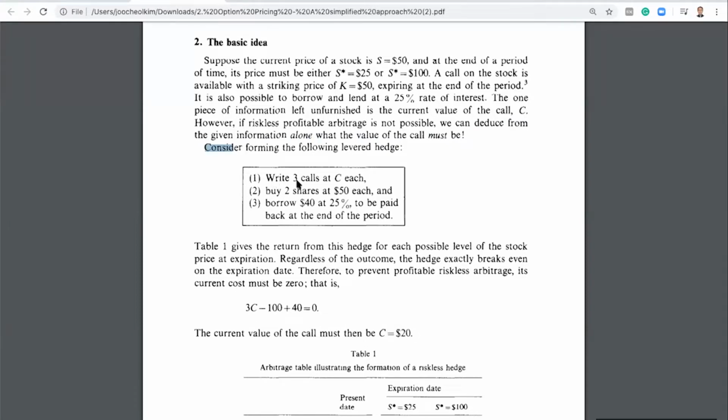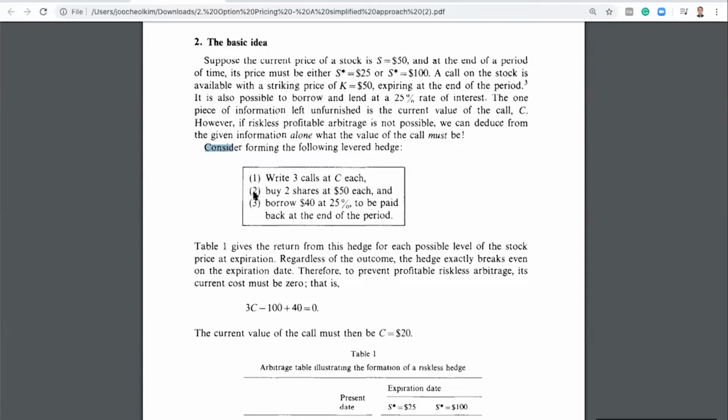So write 3 calls at C each. Here, the write is the old terminology, and that means you are in a short position. So write means sell the call options. And we don't know the current value of the call option, but let's just make a portfolio, take the short position of 3 calls. That's the number 1.